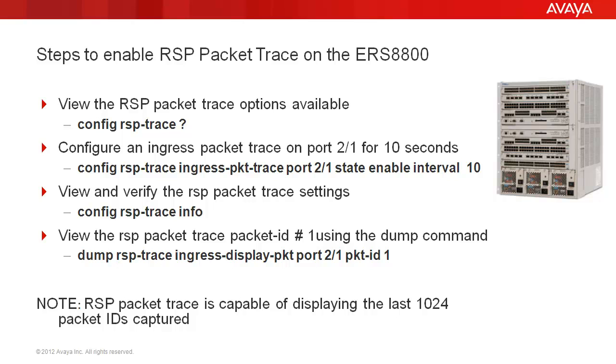In our tech tip today, we will view the RSP packet trace options available to us using the question mark parameter. We'll configure an ingress packet trace on slot 2 port 1 for an interval of 10 seconds. We'll view and verify our RSP packet trace settings for slot 2 port 1. And finally, we'll view the RSP packet trace data for packet ID number 1 using the dump command. RSP packet trace is capable of displaying the last 1024 packet IDs captured on the coprocessor.